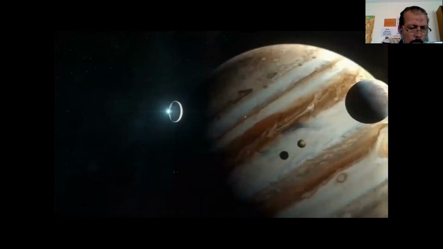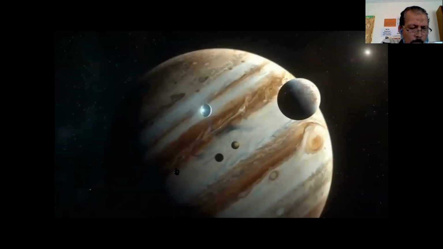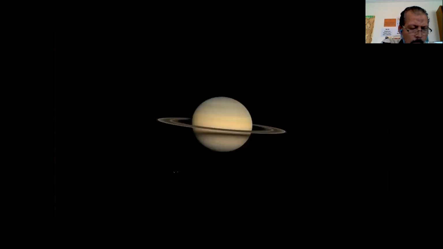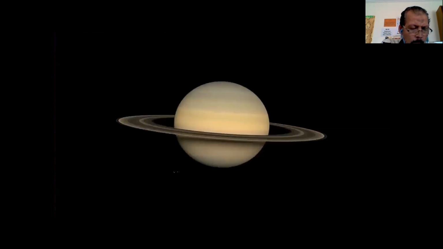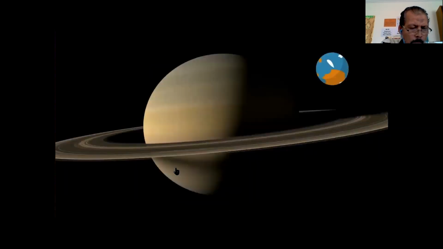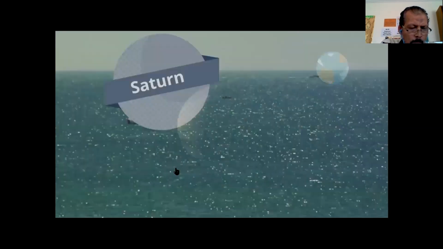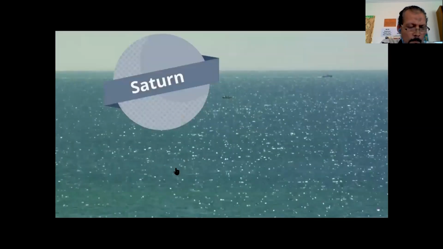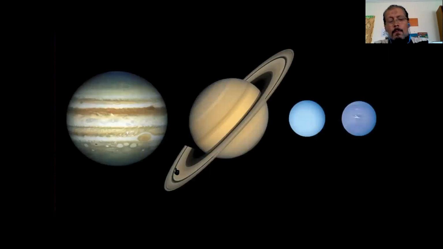Jupiter has a density of only 1.3 grams per centimeter cubed, and Saturn has a density of 0.7 grams per centimeter cubed, compared to the Earth's density, which is around 5 or 5.5 grams per centimeter cubed. This means that Saturn would actually float, and the other gas giants would just barely sink.